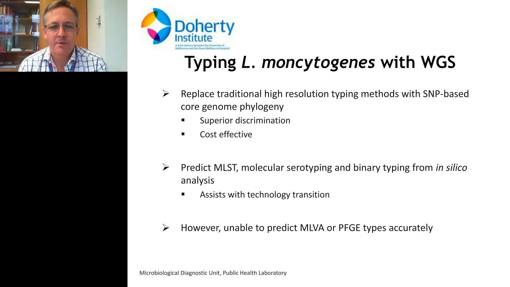And so the typing of Listeria using whole genome sequencing really can replace a number of traditional methods. It has superior discrimination and is actually cheaper and more cost effective than using the traditional methods. We've also been able to develop tools where we can infer the MLST, the serotype and the binary type from the genome sequence. And so this allows us to report both on the genome sequence relationships, but also to report the traditional typing methods. However, it's not possible using short read sequencing to predict the MLVA or the PFG types accurately.